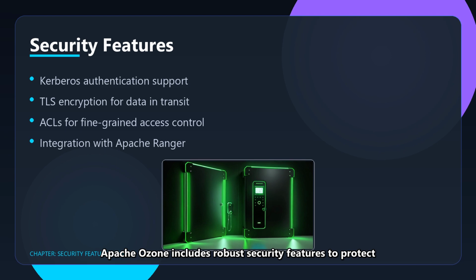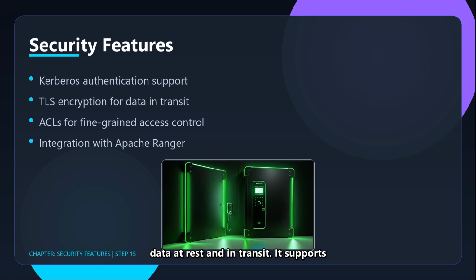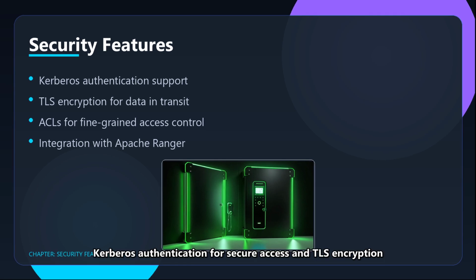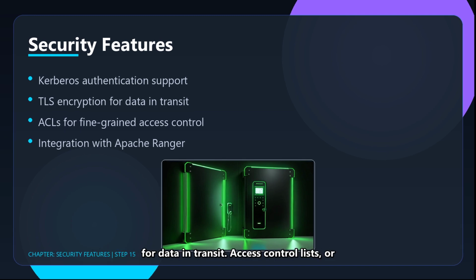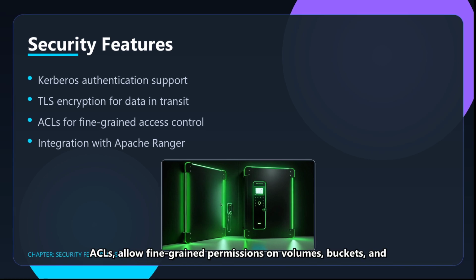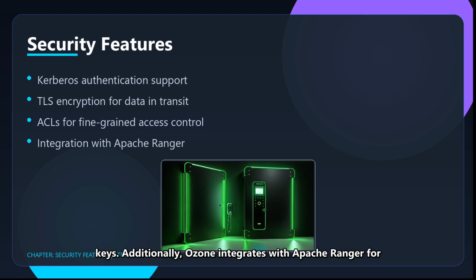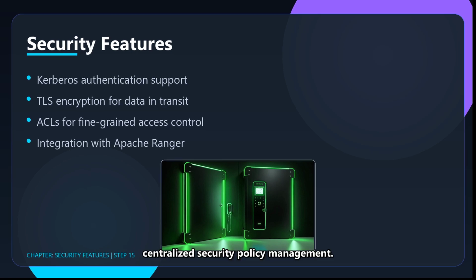Apache Ozone includes robust security features to protect data at rest and in transit. It supports Kerberos authentication for secure access and TLS encryption for data in transit. Access control lists, or ACLs, allow fine-grained permissions on volumes, buckets, and keys. Additionally, Ozone integrates with Apache Ranger for centralized security policy management.